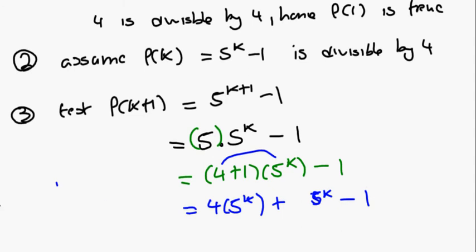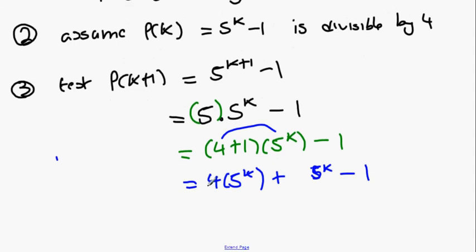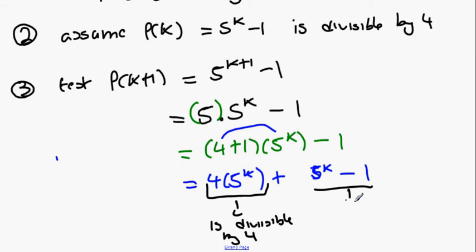Now this part here, 4 multiplied by 5 to the power of k, is divisible by 4. And this part is divisible by 4 by P of k. It's assumed divisible, because look guys, we've actually made P of k back out of it, and we assumed that 5 to the power of k minus 1 is divisible.